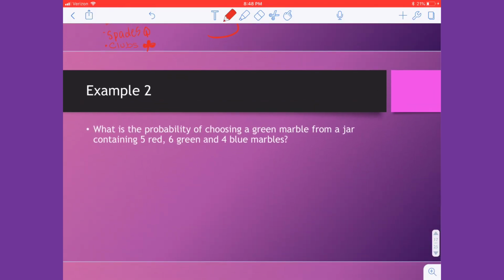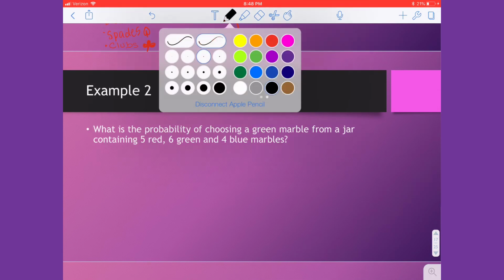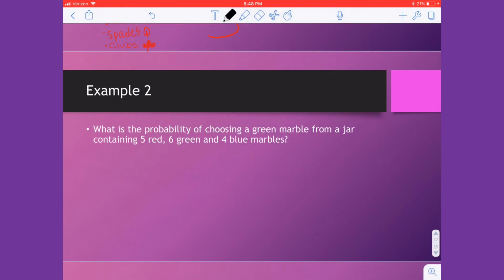Looking at example 2, what's the probability of choosing a green marble from a jar containing 5 red, 6 green, and 4 blue marbles?